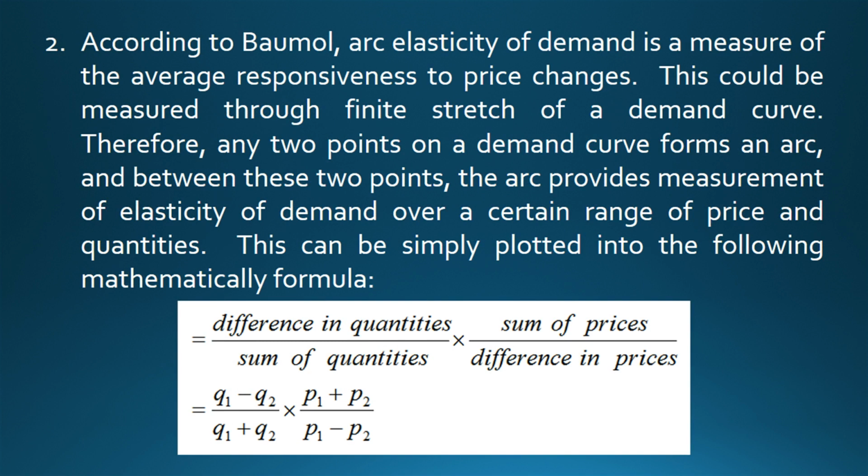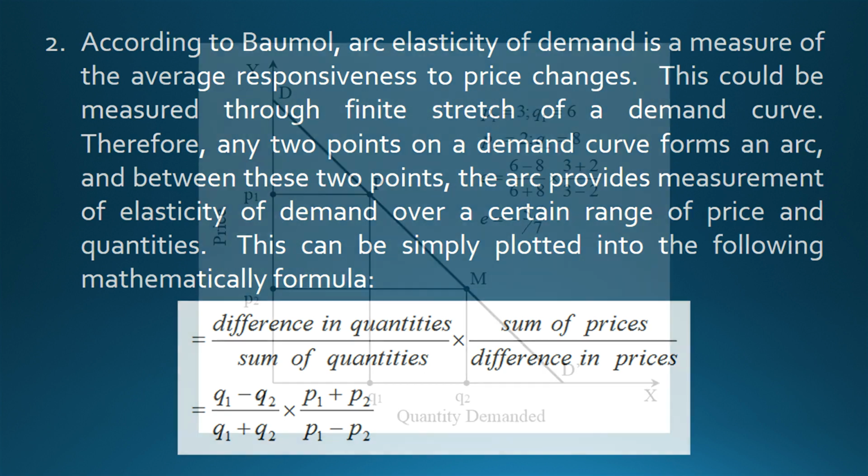According to Baumol, arc elasticity of demand is a measure of the average responsiveness to price changes. This could be measured through a finite stretch of a demand curve. Therefore, any 2 points on a demand curve form an arc, and between these 2 points, the arc provides a measurement of elasticity of demand over a certain range of prices and quantities. This can be plotted into the following formula: difference in quantities over sum of quantities, multiplied by sum of prices over difference in prices. Q1 minus Q2 over Q1 plus Q2, multiplied by P1 plus P2 over P1 minus P2.